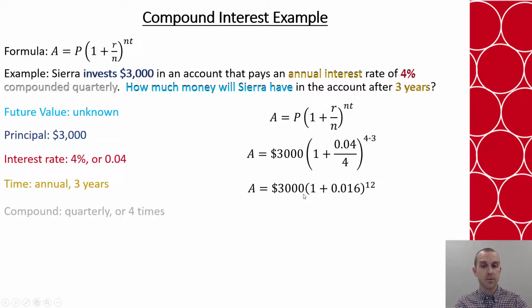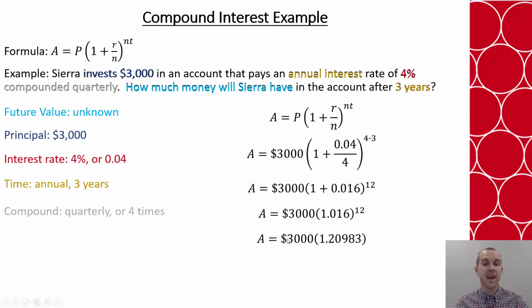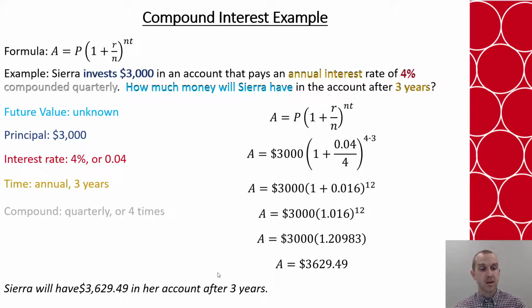Now I follow my order of operations, which says deal with my parentheses first. Now I have a value raised to an exponent. That gets done before multiplication. So there's my exponent, that's done first. Now I can multiply, and I will end with $3,629.49. That means that Sierra will have $3,629.49 in her account after 3 years. So in essence, in 3 years, she gained about $630 in this account.